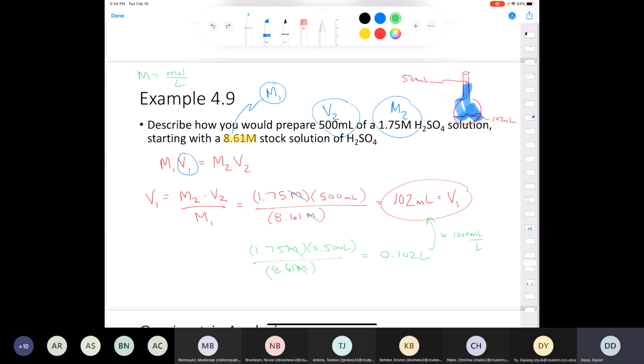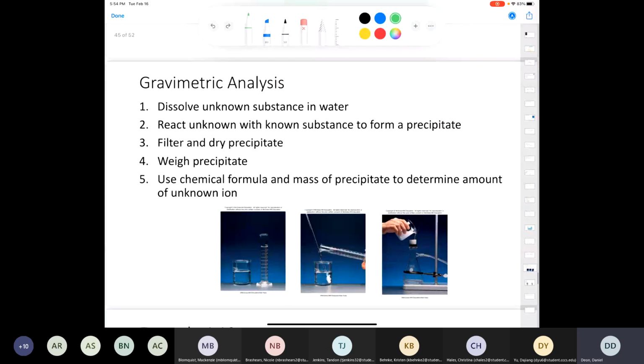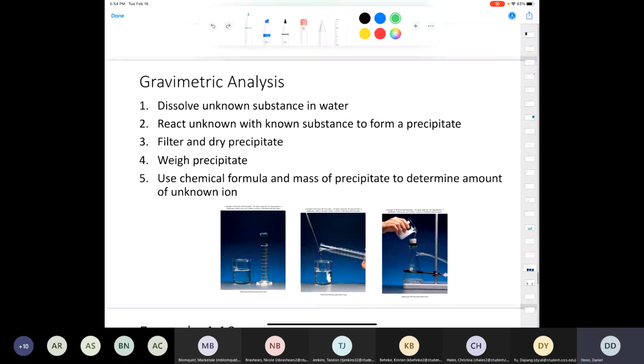Okay, let's take a look at one more concept, and then we'll probably call it a day. We'll take a look at gravimetric analysis. Gravimetric analysis is usually worth the value of maybe one multiple choice question in an entire exam. It's a technique that can be used to determine the amount of an unknown ion in some kind of substance.